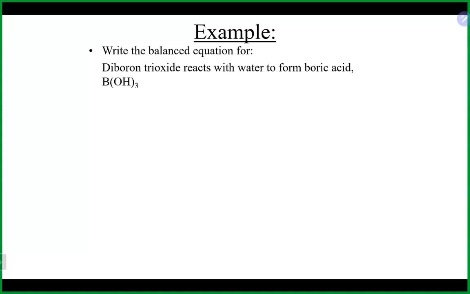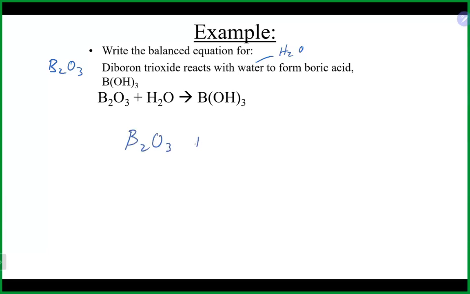Okay, so let's take a look. So once again, if you happen to have this in words like we do, here's what we were talking about earlier. We want to get the right formulas before we think about the balancing part. So diboron trioxide is a type 3 compound, so that's a B2O3. Obviously, water here is H2O. So before we begin, we want to not even worry about the balancing part. We want to make sure we get the correct formulas down. Now that we have the correct formulas, now we could worry about the balancing part here.